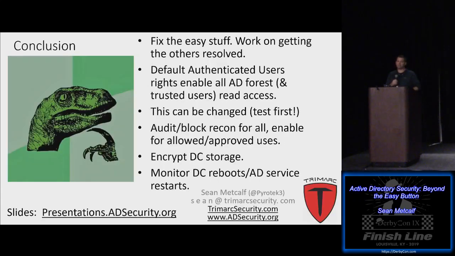So in summary, fix the easy stuff, please. Stuff I talk about here we see all the time. I don't want to see these anymore. I want to work on the hard stuff. You bring TrustedSec in, make us work. And attackers and red teamers, make them work too. We want to do that. But we can remove these authenticated users and change the way that the permissions are. Flip the permission model on its head. We can change it. We want to test first, audit first, get the data first, then go to block. Make sure our DC storage is encrypted. And please monitor DC reboots and potential for modifying the DIT.